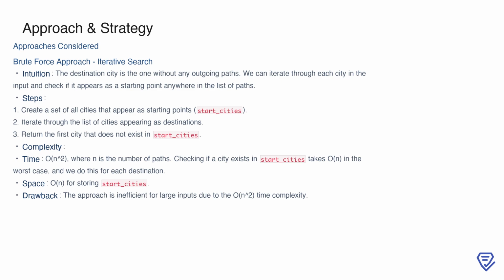However, while this approach is simple to understand, it is computationally expensive. Checking membership in the set for each destination city involves O(n) operations, and since we repeat this for all destinations, the overall time complexity becomes O(n squared). Additionally, we need O(n) space to store the set of starting cities. This inefficiency makes the approach impractical for large inputs, highlighting the need for a more optimized solution.